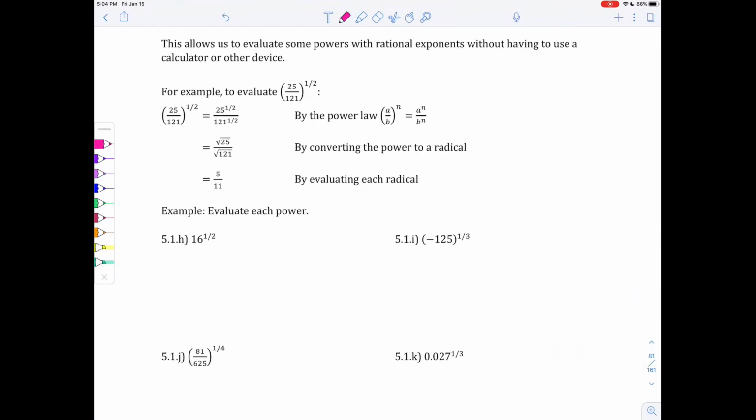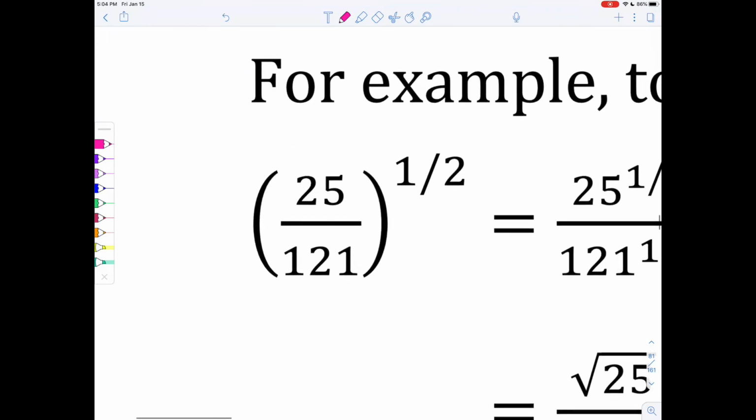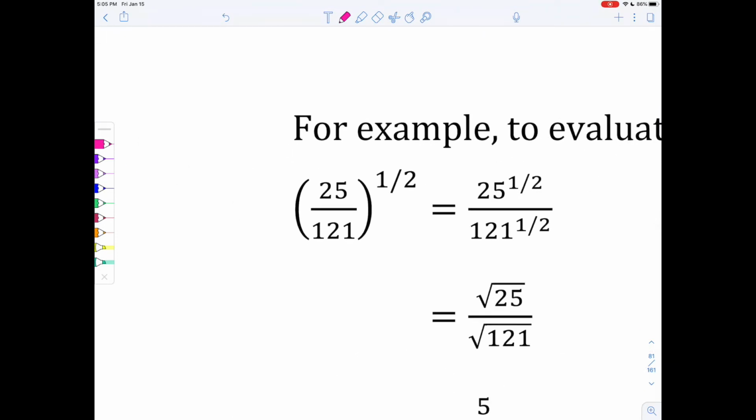So we're going to do some examples of actually evaluating some powers based on these fractional or rational exponents. And we're going to be able to do this without having to use a calculator or other device as a resource, because we'll know how to take square roots or cube roots, even fourth roots. So if we wanted to evaluate something like 25 over 121 to the power of 1/2, what a doozy!